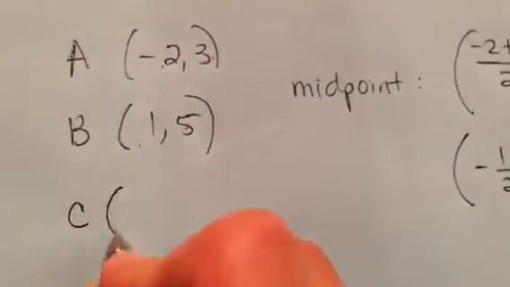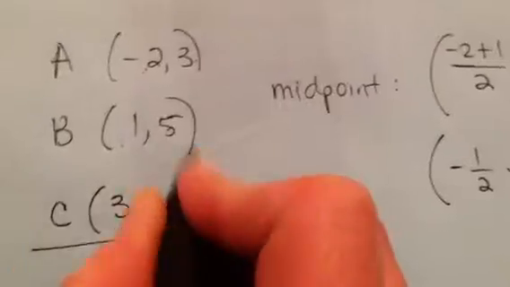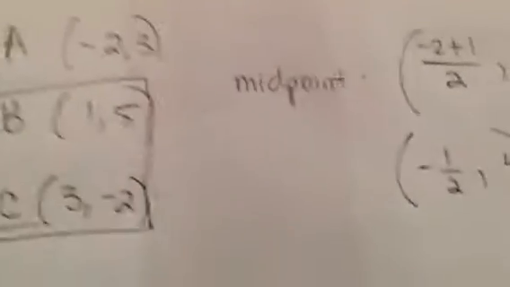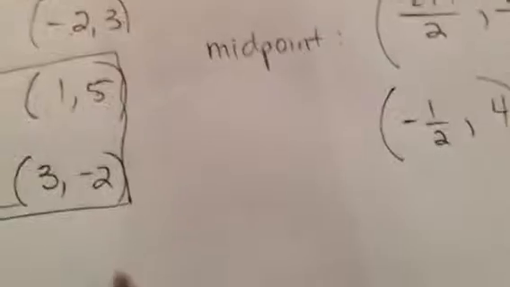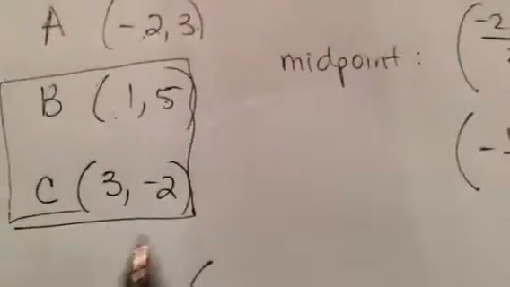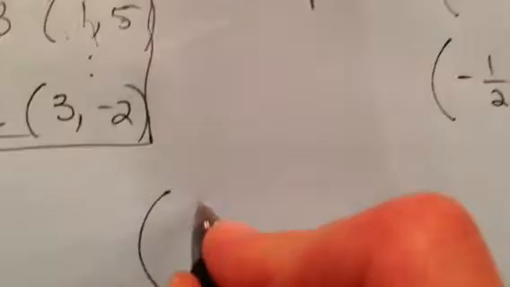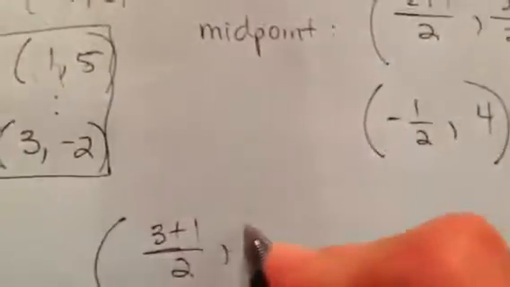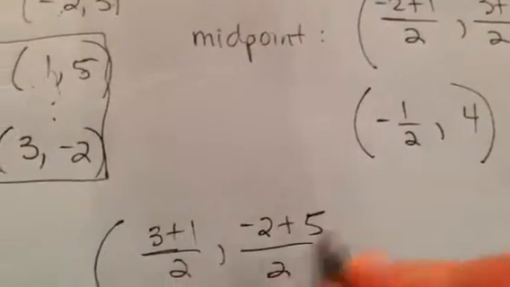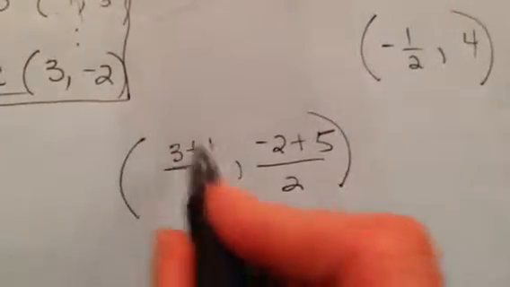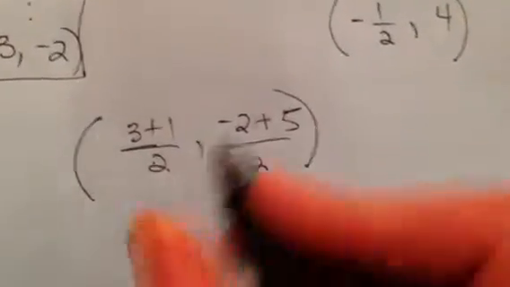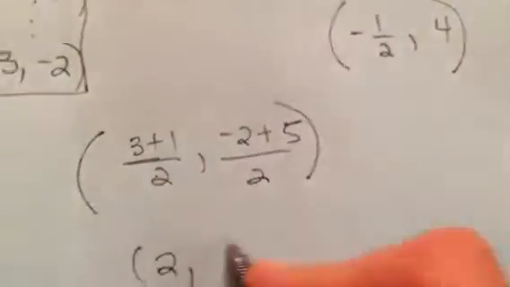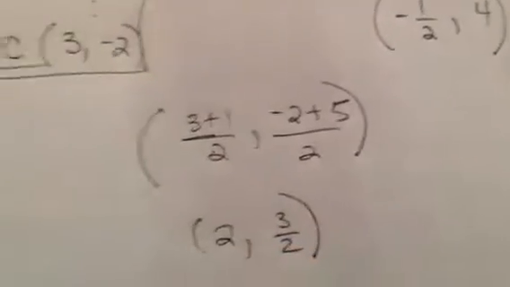Okay, let's try another one. Remember, we already also used this value C, which was 3, -2. What if we want to find the point between these two, the midpoint? Okay, again, to find the midpoint, it's like the average. Take your x's, add them together, divide by 2. Take your y's, add them together, and divide by 2. Okay, so what do we get here? 4/2, which is 2. -2 plus 5 is what? 3/2.